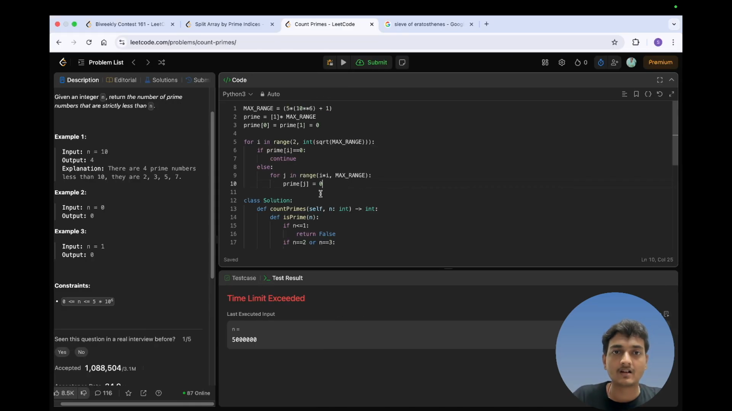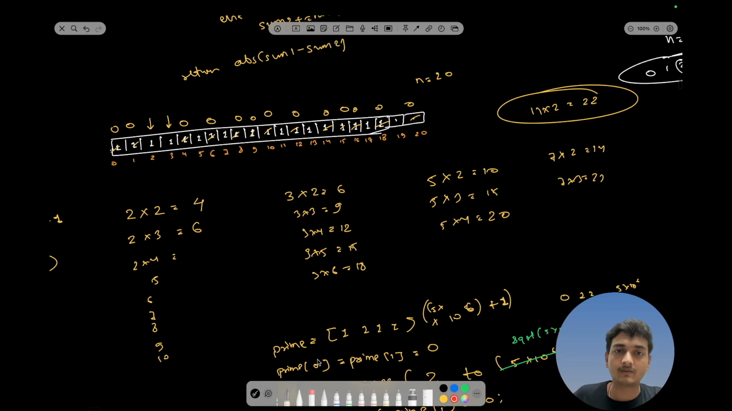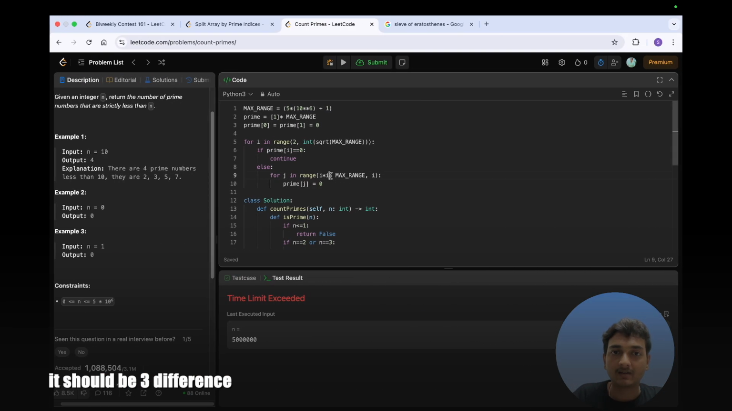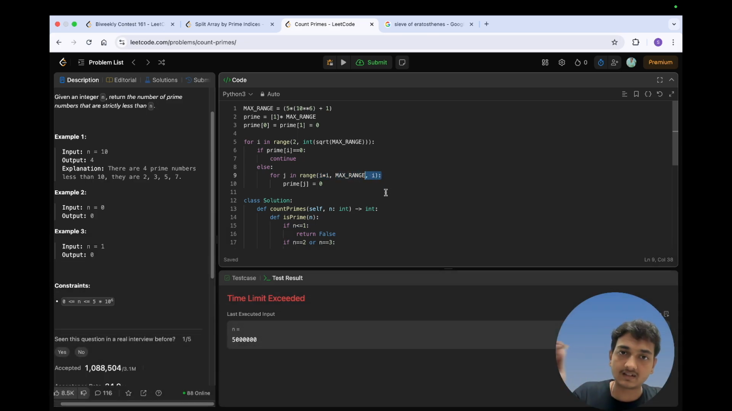Yeah, so we have to write the i here because we have to jump in steps of i. So what we are doing here is 3 into 3 equal to 9, then 12, then 15. Every time we are jumping with that step, a difference of 3, right? So that's why I'm starting from here. I have to go till here and I am jumping with i steps. Okay, so I think that is fine.